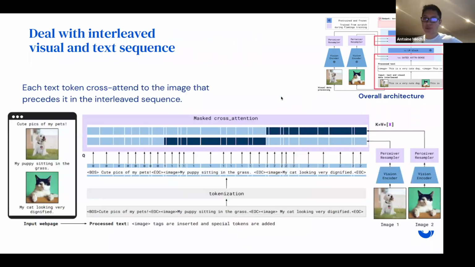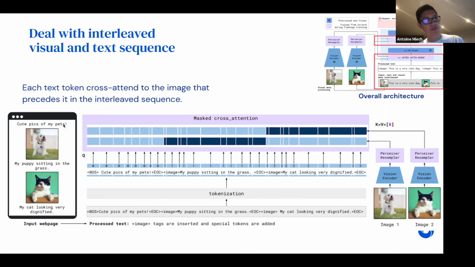So now I'm going to dive into how we do the cross attention when we have a sequence of images and text, and that's something that's a bit tricky to do. Here I'll be zooming in on one of these gated cross attention dense layers that adds this visual information into the main stack of transformer.